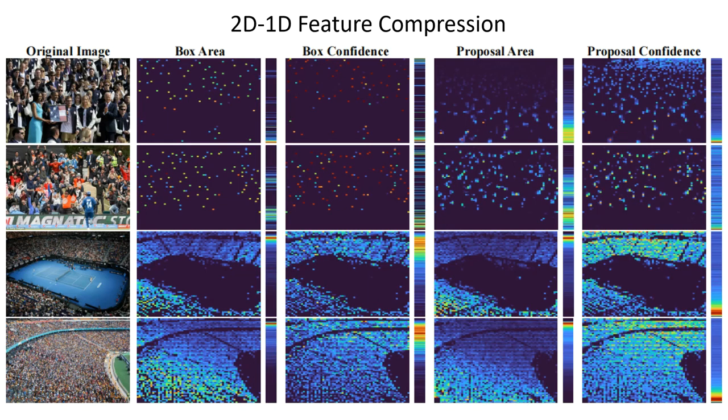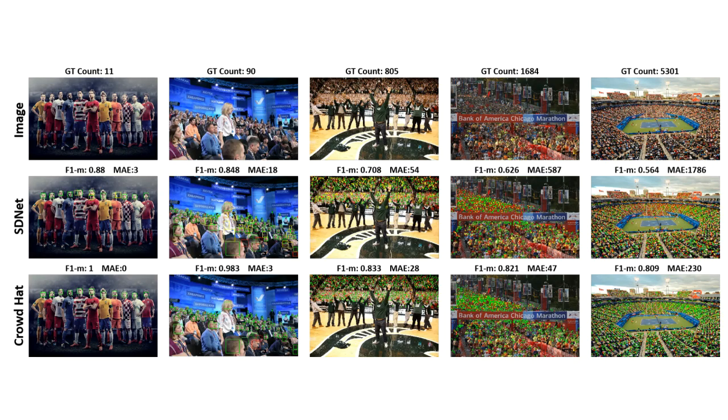Our approach uses a mixed 2D, 1D compression technique and region-adaptive NMS thresholds to address the major limitations of detection-based methods. We evaluated our method on various crowd analysis tasks and achieved state-of-the-art performance on several benchmark datasets. We believe that CrowdHat has great potential for practical applications in real-world scenarios.